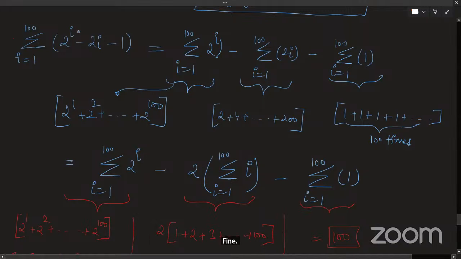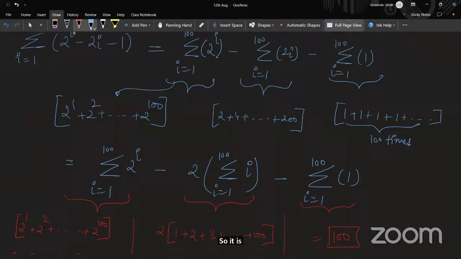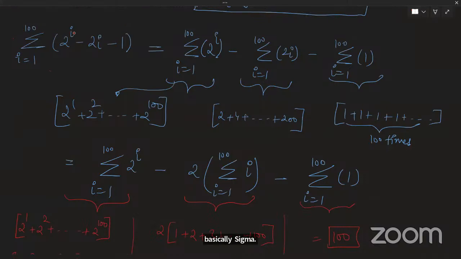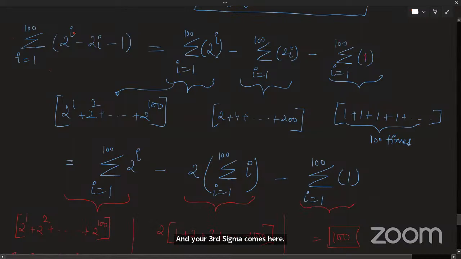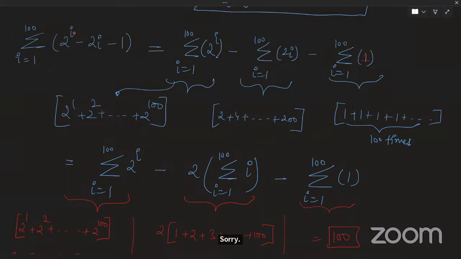So your one sigma comes here. Your one sigma gets operated on 2 raised to I. Your other sigma is individually operated on 2I. And your third sigma comes here on 1. Why is the first sigma also 2y? No, it is 2 raised to I. 2 to the power of I. Fine.